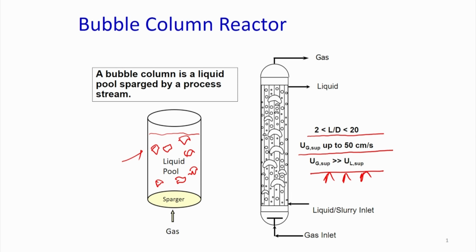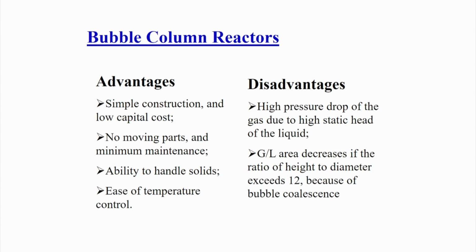So this is a small portion of it. You are going to operate at higher gas velocities compared to the liquid velocities. The major advantage of the bubble column is its very simple construction. It is just a column, and you have to put a distributor or a sparger which can distribute the air inside.